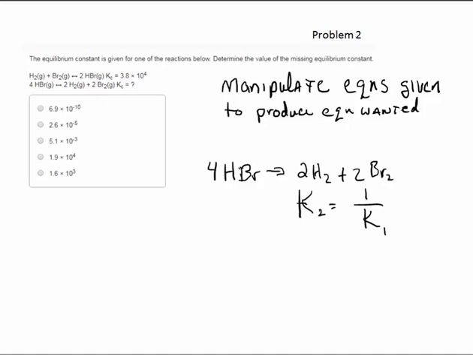Let me check that answer. So indeed, in this one, you're going to take 1 over the one you're given, which is 3.8 times 10 to the 4th, and that is this answer. Well, let's see, what is it? 10 to the minus 5th. 2.6 times, that one is what I get.